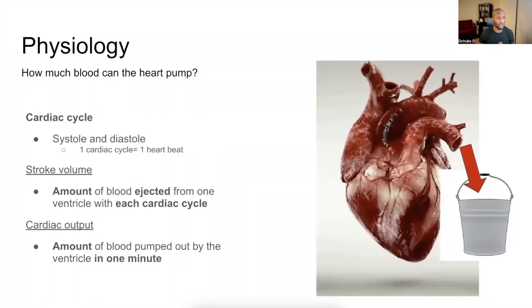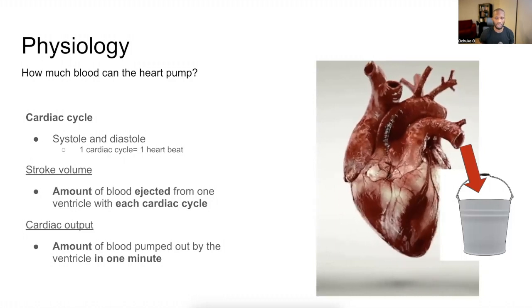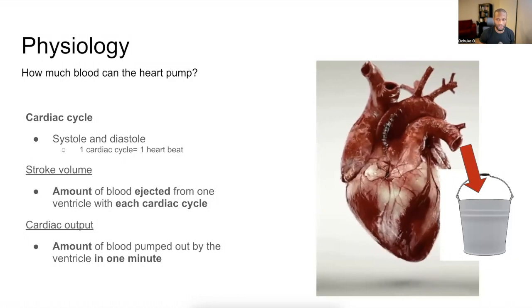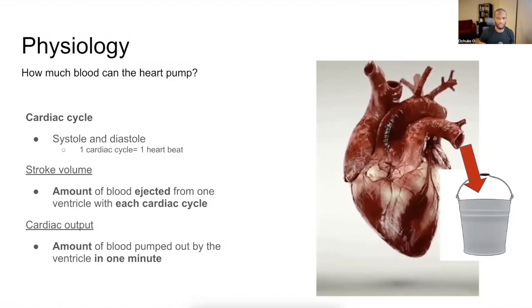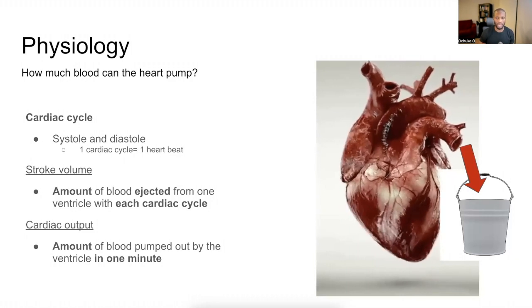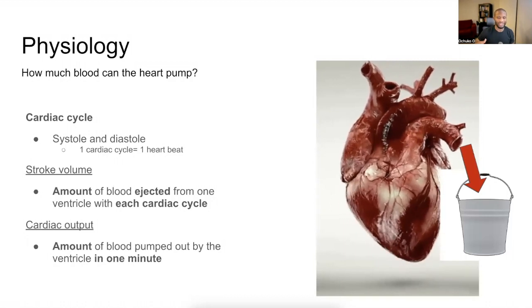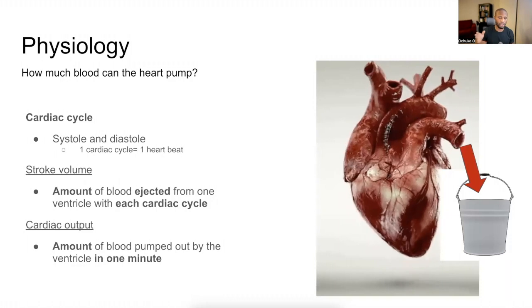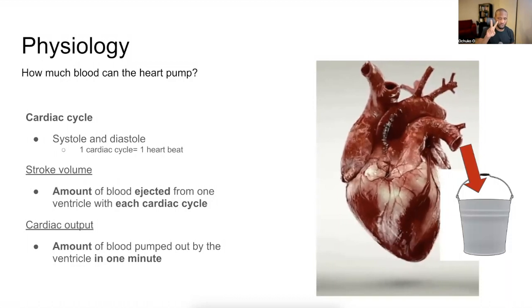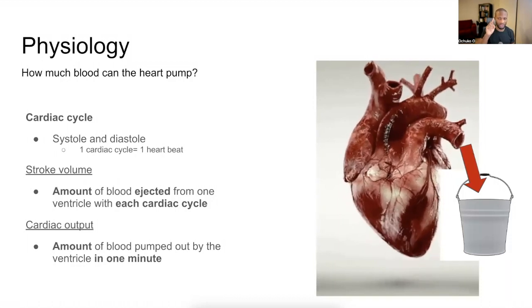So we had that question of how much blood the heart can pump. Understanding this equation gets us a little closer to answering that question. We can either look at how much blood it pumps with a single beat, or how much blood it pumps over a period of 1 minute. So we have 2 ways to answer that question: with each beat or over a period of 1 minute.